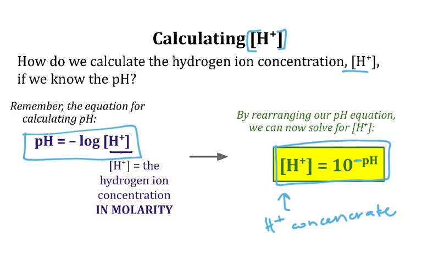And pH is just a way for us to get a nicer number, because these hydrogen ion concentrations, these H plus numbers, can be really, really small. And so it helps us so we're not using scientific notation. That's how that pH scale is going to help us.